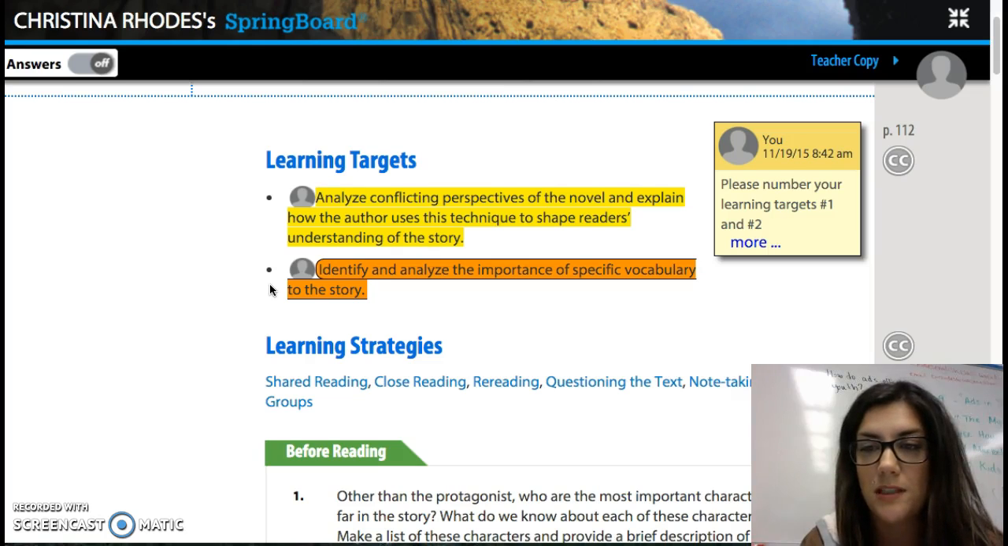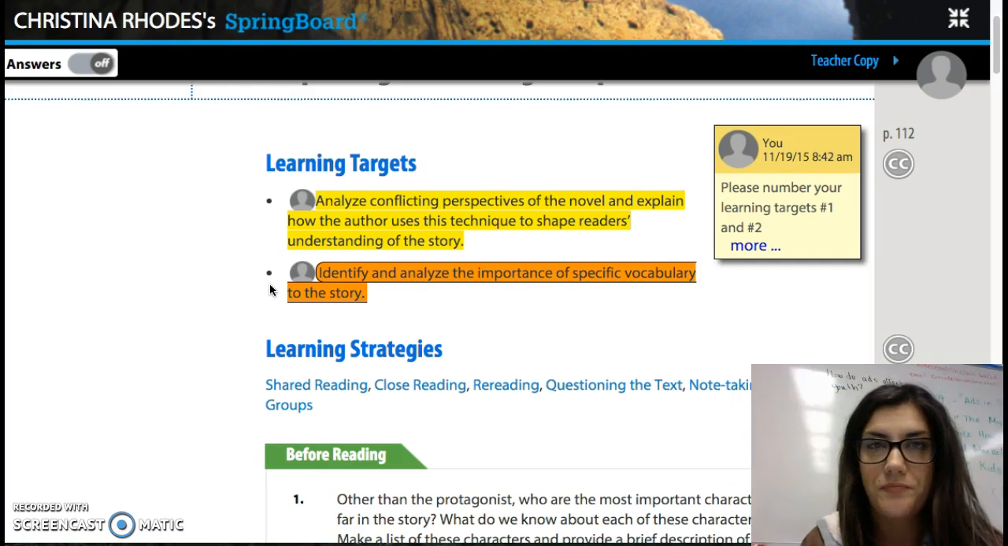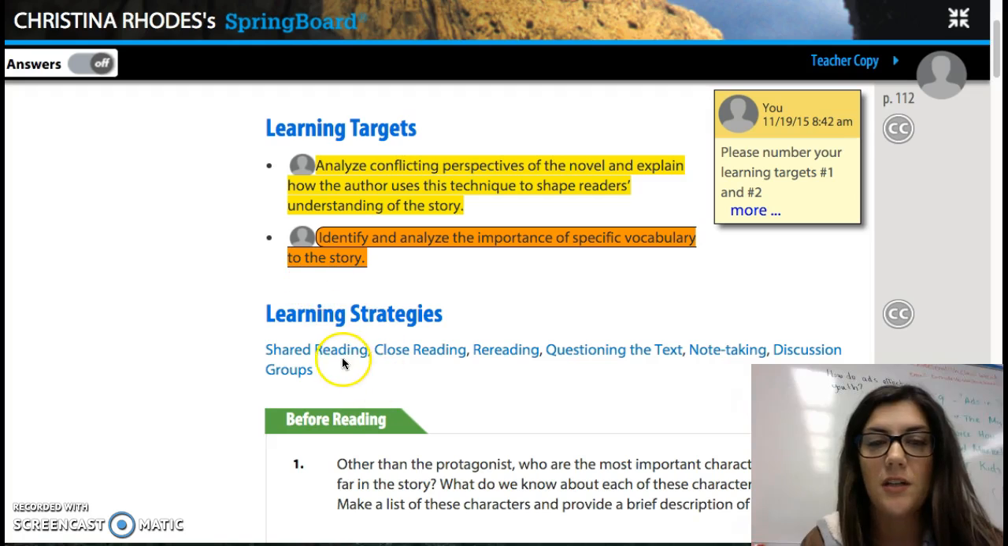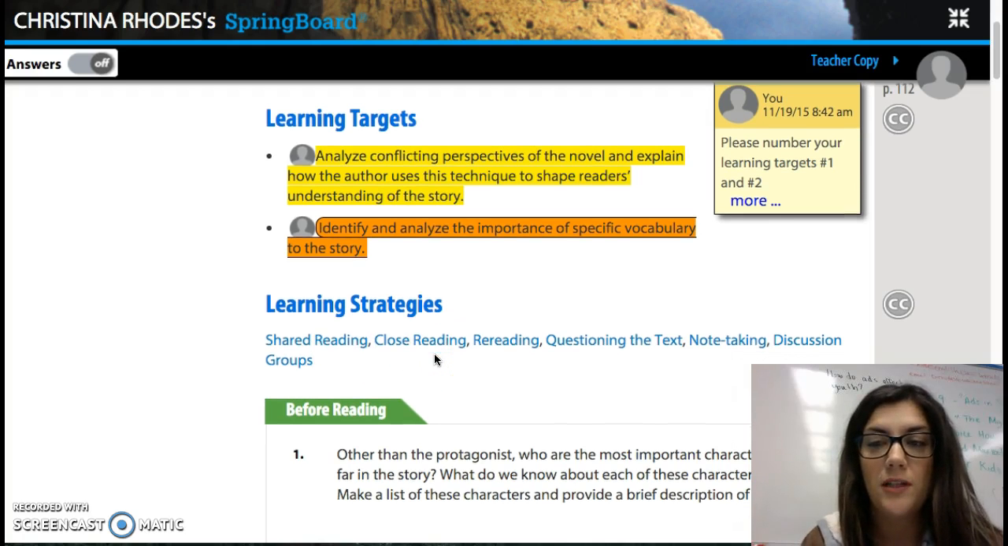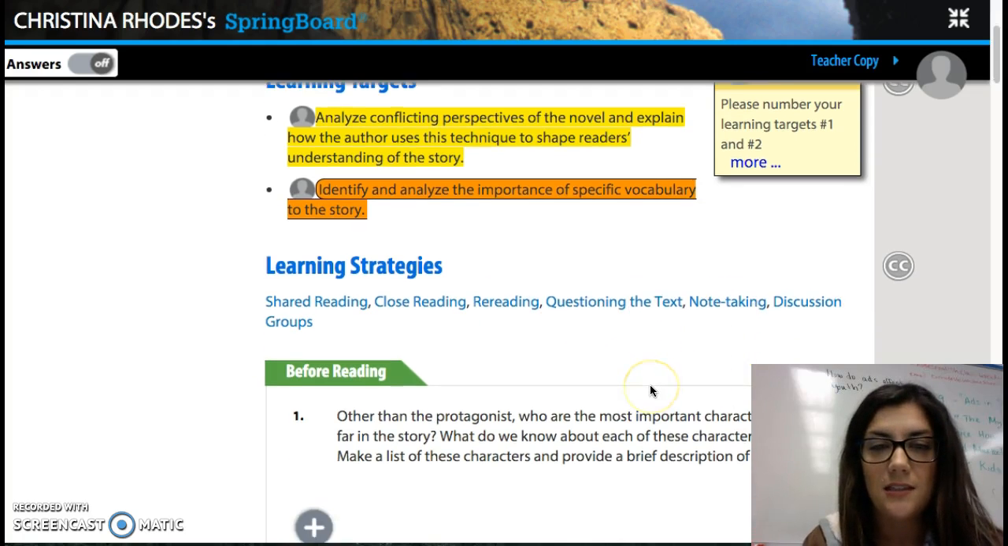So as we read, please get out your composition notebook. You are going to be recording 5 vocabulary words and defining them using your phone or speaking with a shoulder partner using context clues. During our reading today, you're going to be doing a shared reading. I will introduce the chapter and then you're going to be reading with your shoulder partner. You're going to be close reading. So you're reading using, hopefully, your metacognitive markers, but we can't write in the book, so you're just going to have to write in your composition notebook to mark anything down. You will be rereading, questioning the text, note-taking, and discussing this in groups.